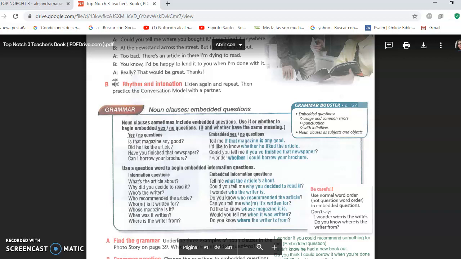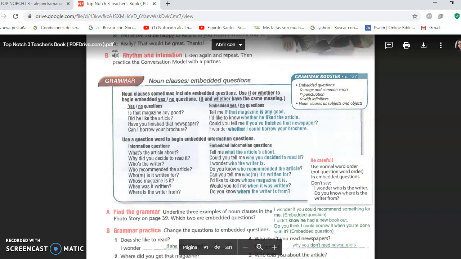Ahora la pregunta número 3. Have you finished that newspaper? Esa misma pregunta la podemos hacer utilizando if. Could you tell me if you finished the newspaper? Y la cuarta pregunta tenemos, can I borrow your brochure? I wonder whether I could borrow your brochure. Es la misma pregunta, solo que utilizando whether.